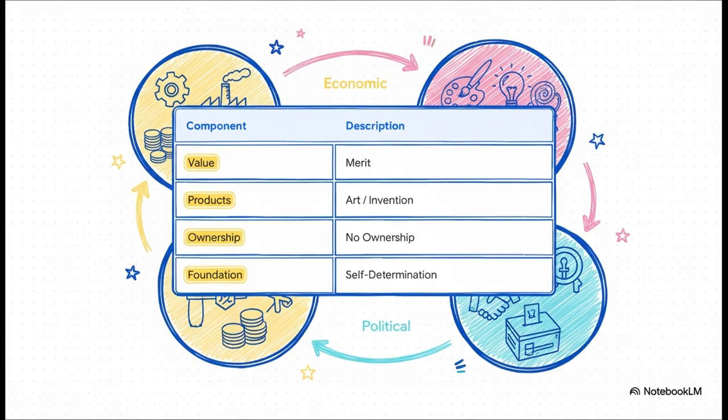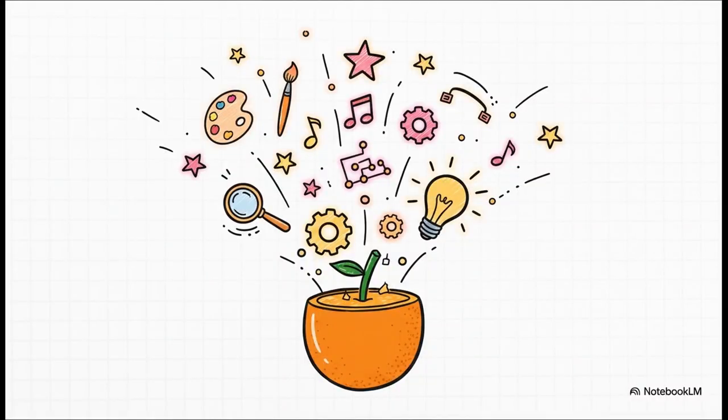So the cultural ray is a whole different beast. It's not driven by interest or need, it's driven by merit. Its products aren't things you buy or services you use, they are art and invention. That no ownership idea we talked about, that's the rule here. And the whole thing is built on a foundation of self-determination, the freedom for people to pursue their own potential and just create. And here they are, the blossom and fruit of this entire system. We're talking about breathtaking art, incredible scientific discoveries, world-changing inventions. Ultimately, this is the tangible result of a society that's set up to maximize what people are capable of.